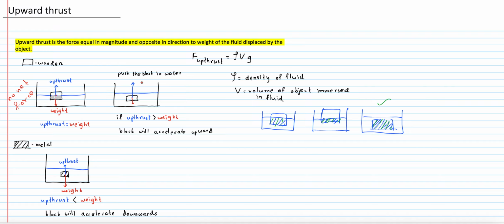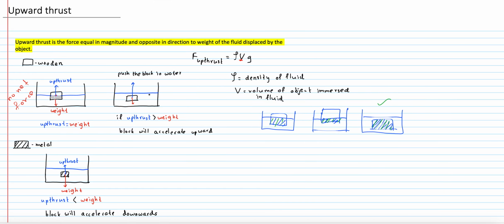For the next one, let's do something different. Let's push the block in water. Okay, so if we push the block in water, this time the block will completely submerge in water. So this volume will be greater than in the first case. So the F thrust will become greater. However, the weight of the block remains the same.